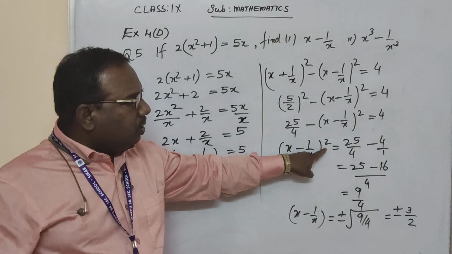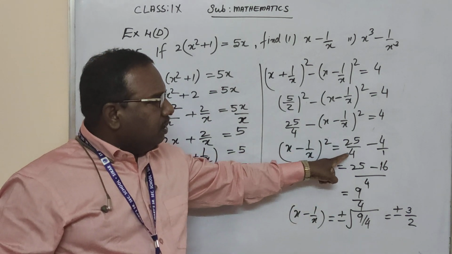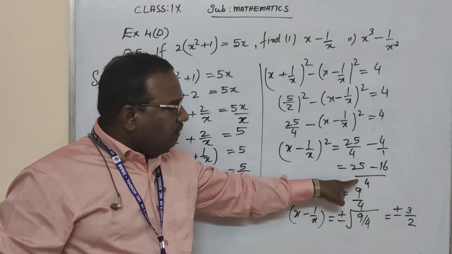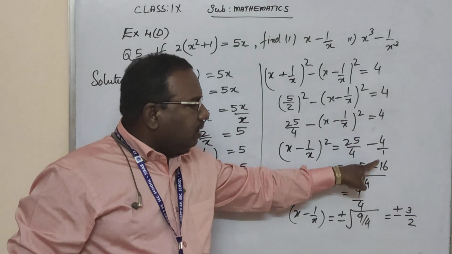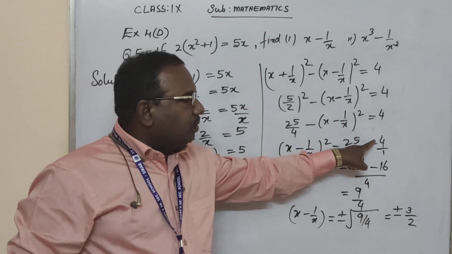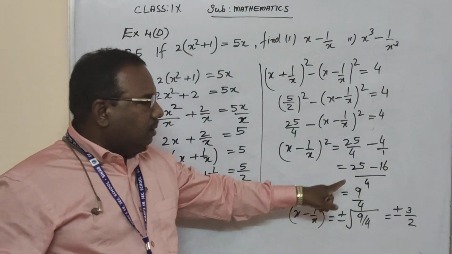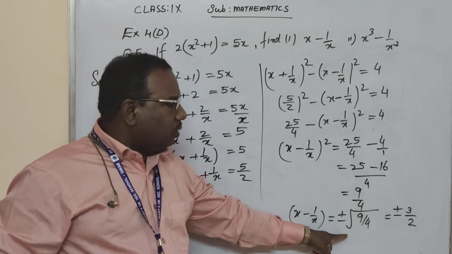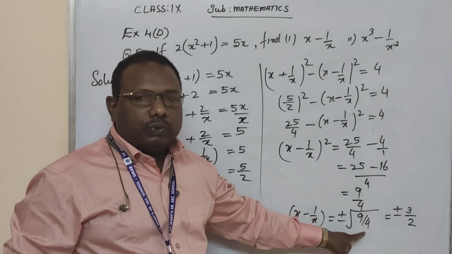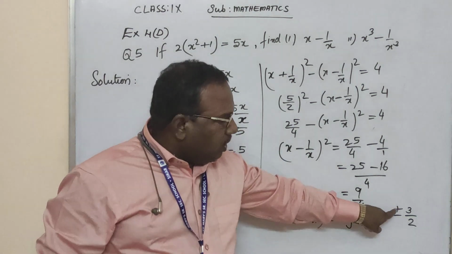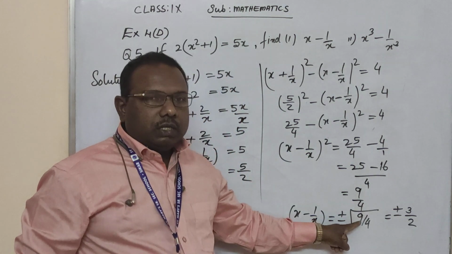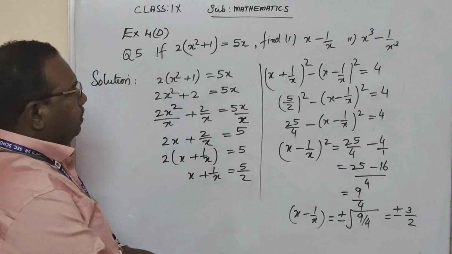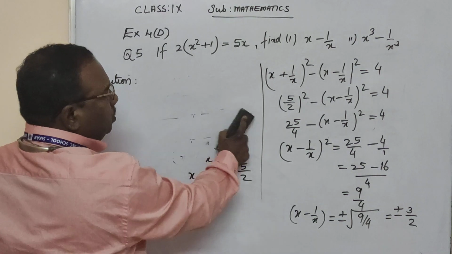(x minus 1 by x) all square is equal to 25 by 4 minus 4. I think you understood how this line was obtained. Then after taking LCM 4, 25, then 4 into 4, 16, 25 minus 16, 9 by 4. x minus 1 by x is plus or minus square root of 9 by 4 after taking square root. Square root of 9 is 3, square root of 4 is 2, so we get plus or minus 3 by 2. Now let's go to the second part of the same question.